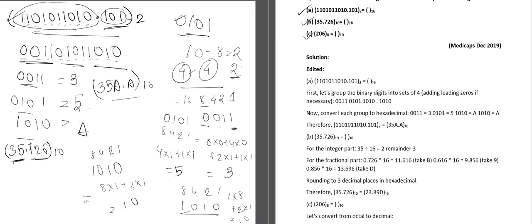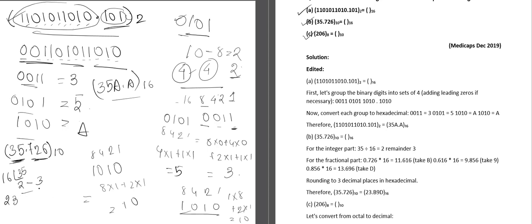We need to divide the integer part by the radix of the hexadecimal number, which is 16, and we need to multiply the fractional part with the radix of the hexadecimal number, which is 16. For the division process, we need to keep track of the remainder. So if we divide 35 by 16, it will give us a 2 and a remainder of 3, and after that the division is not further possible. So if we keep track of the remainder, for the integer part we get an equivalent of 23.